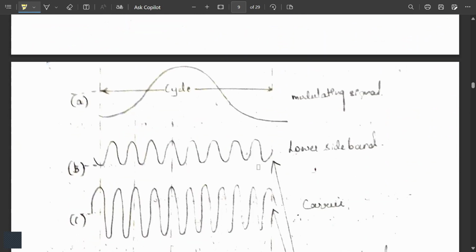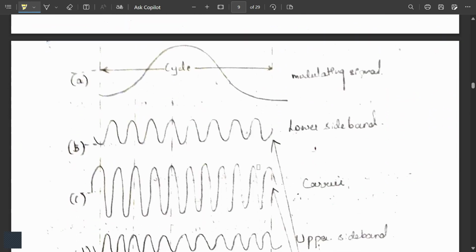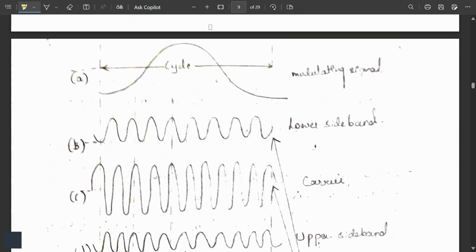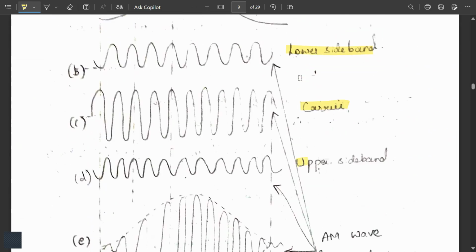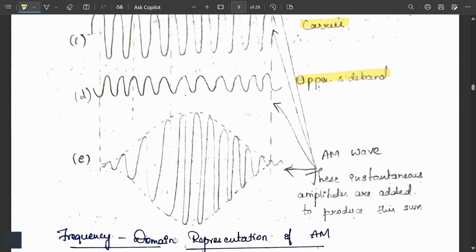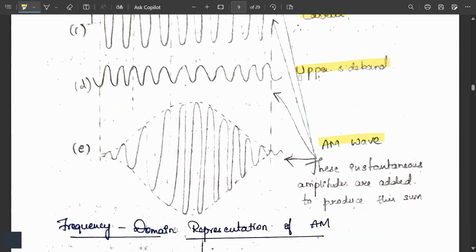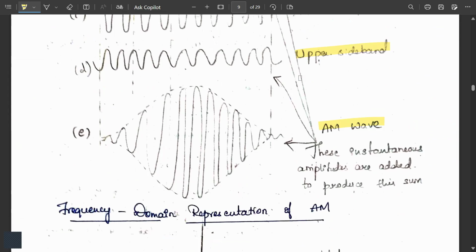You need to write this diagram while you are explaining the sidebands. First one is our modulating signal. Second one is our lower sideband. Third one is the carrier signal. Fourth one is the upper sideband, and this will be your AM wave. So all these instantaneous amplitudes are added to produce their sum.